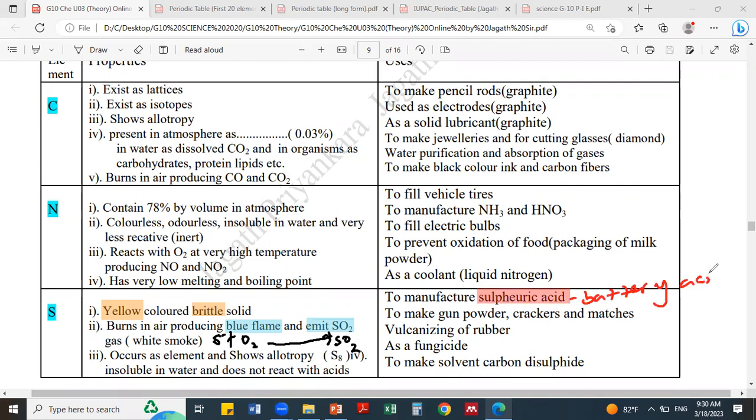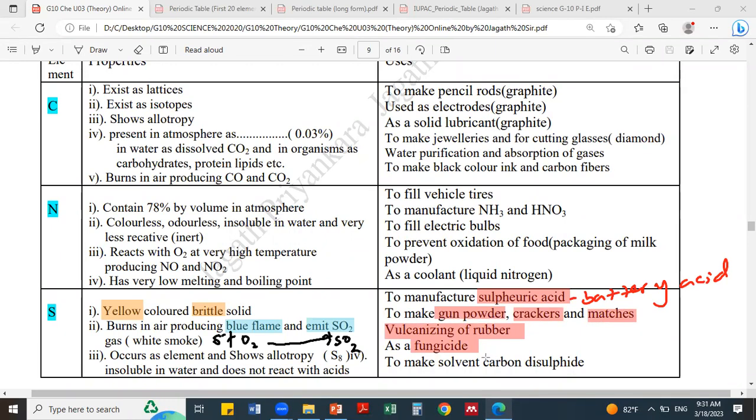Now, to make gunpowder, I will tell a nice story. You have this box of matches. Sulfur is used to make gunpowder, crackers, matches. And vulcanized rubber, to make rubber a valuable product for value addition. Again, they use sulfur. And fungicide soap also contains sulfur, because the fungus cannot grow in the presence of sulfur.